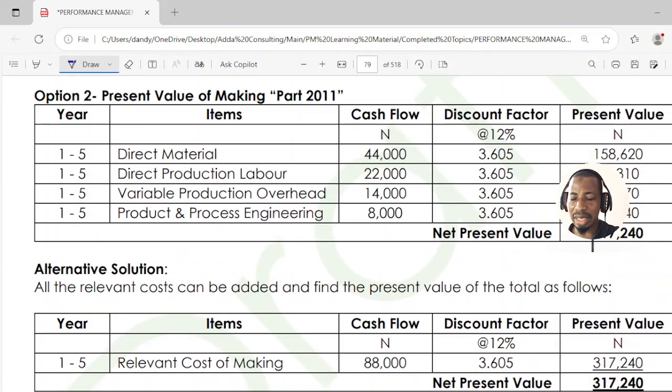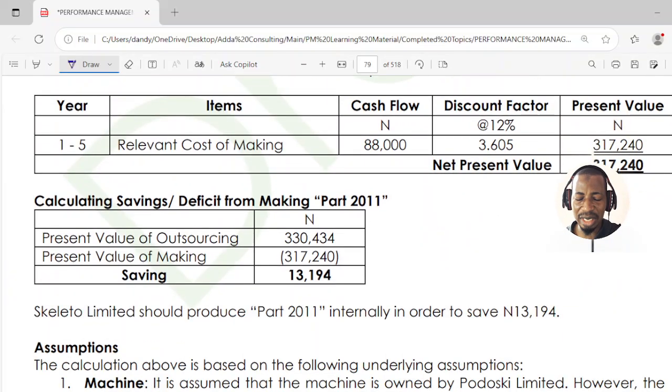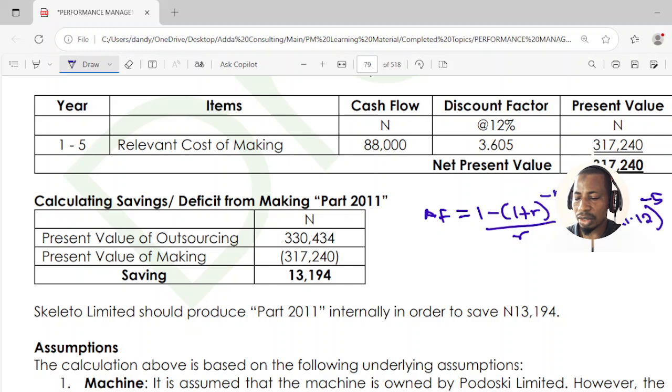Generally, the annuity factor will be computed when you have constant cash inflow. So the annuity factor, denoted as AF, is calculated as 1 minus (1 plus R) raised to power minus N, all divided by R. In this case, R is the cost of capital of 12%, and N is the useful life. Therefore, I would say 1.12 raised to power minus 5, because the period of this contract is 5 years for supplying cost, then divided by 0.12.